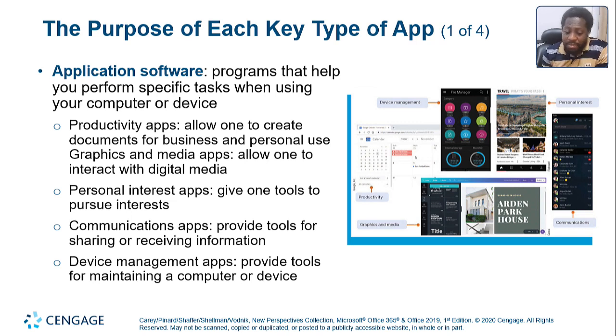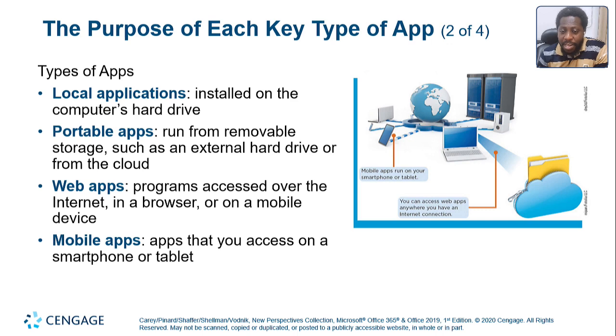But we have different types of applications that we can talk about. We have the local applications, we have portable ones, we have the web application based ones, and then mobile apps. I mean, they are self-explanatory. The ones that are installed on your computer's hard drive for easy access are what we are referring to as your local applications. The portable ones, you can run from removable storage, like on your pen drive. You can copy it and go and insert it into another machine and then run it, or you can access them from the cloud. These are portable applications.